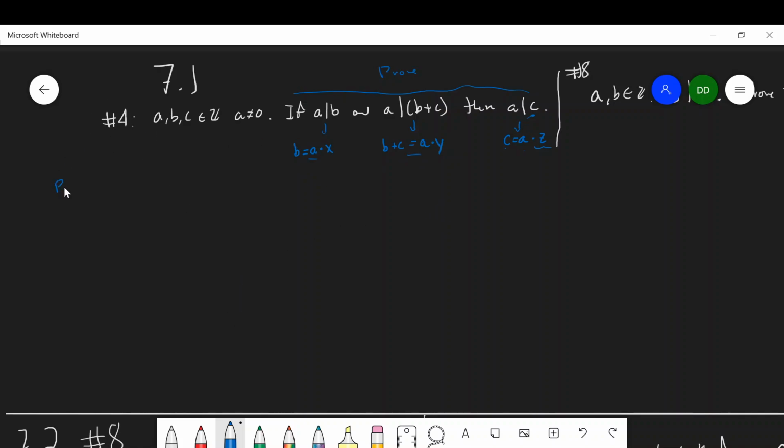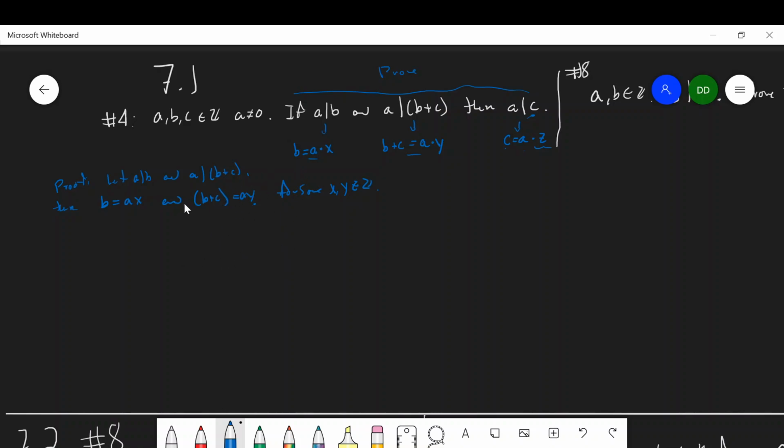All right, so let's prove this. Proof. Let a divide b and a divide b plus c. Then we'll use the definitions. Then b equals ax and b plus c equals ay for some x and y. Just like when we did evens and odds, remember to use a different variable. We can't say that this is a times x again. That would imply that b plus c is equal to b, which would mean that c is 0, and that's not one of our assumptions.